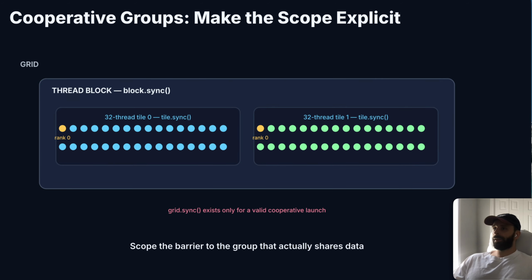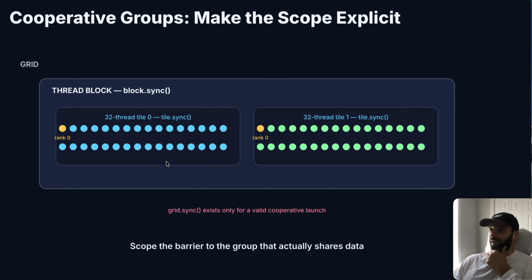In this diagram, you can see there's one block that becomes two tiles. Each tile has its own rank from 0 through 31. There's 32 total, so it's just 0 through 31. And the yellow thread would be rank 0 right there.